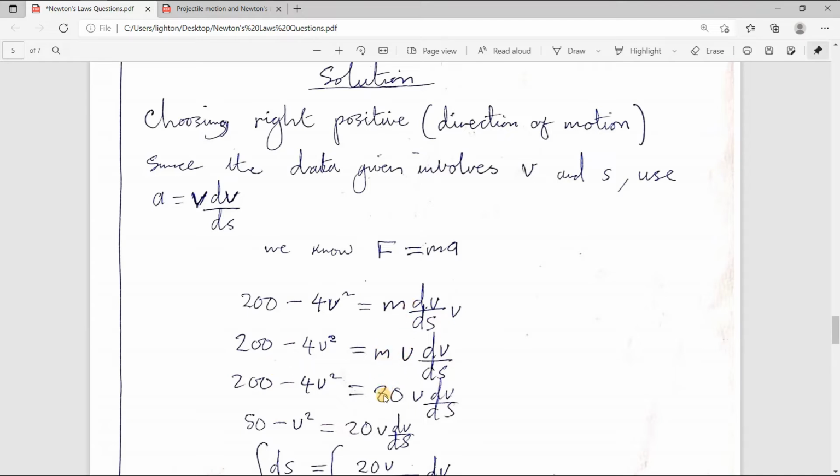Now m is 80, so we have 80 kg times v dv over ds, and we can divide both the left and right side by 4. Dividing 200 by 4, we get 50. Dividing 4v squared by 4, we get v squared. Dividing 80 by 4, we get 20v dv over ds. That's what you get.